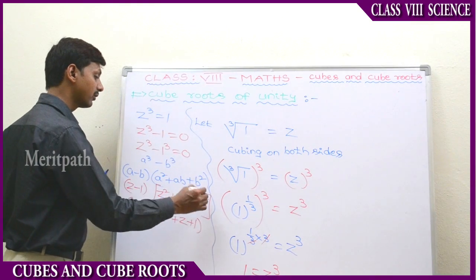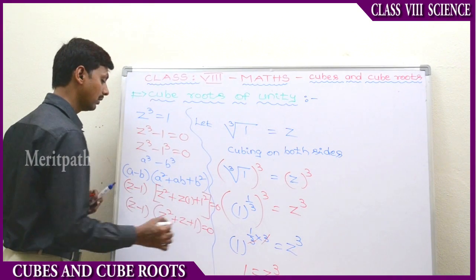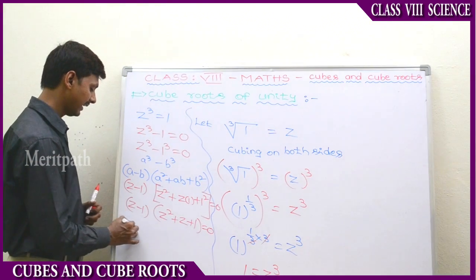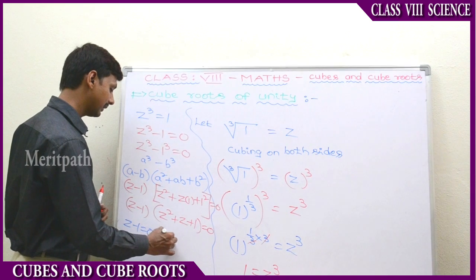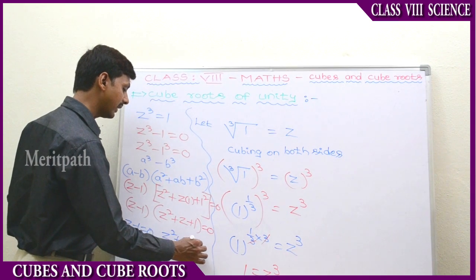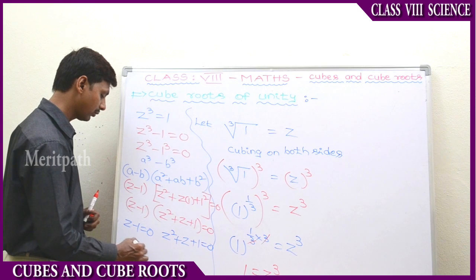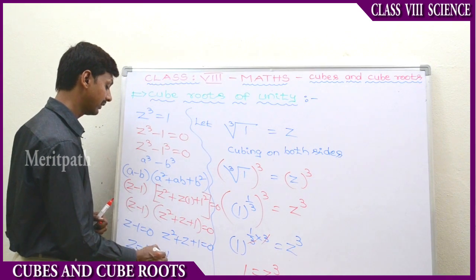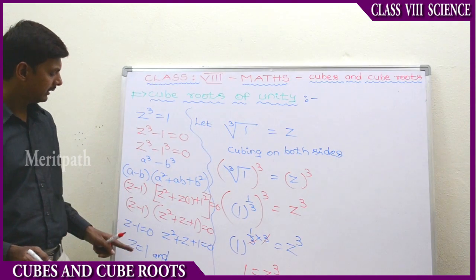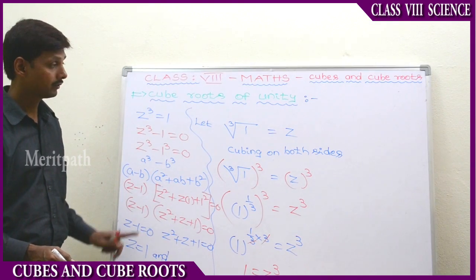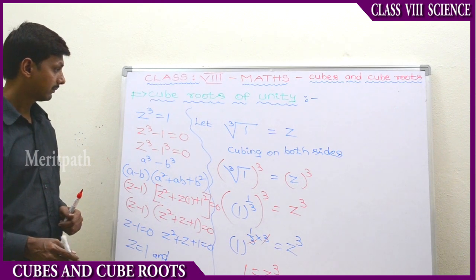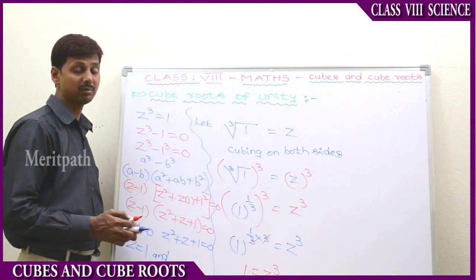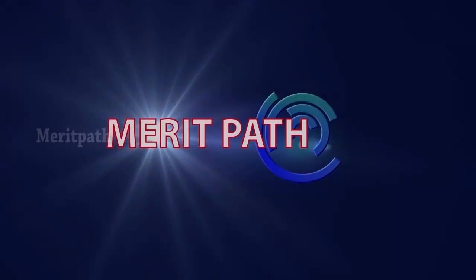Here this is equal to 0, so write equals to 0. Taking each term equal to 0, z minus 1 is equal to 0 and z square plus z plus 1 is equal to 0. So z is equal to 1 when we transpose. Then here we got the value of z. Now let's find out the value of z square plus z plus 1.